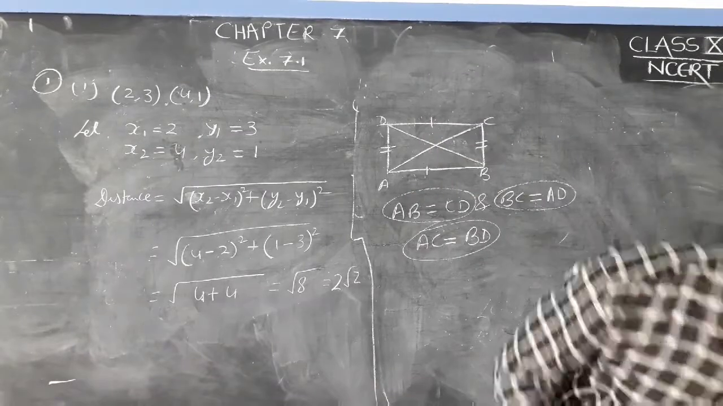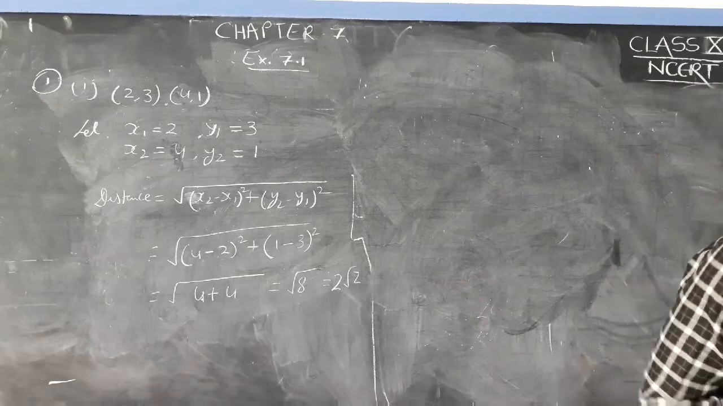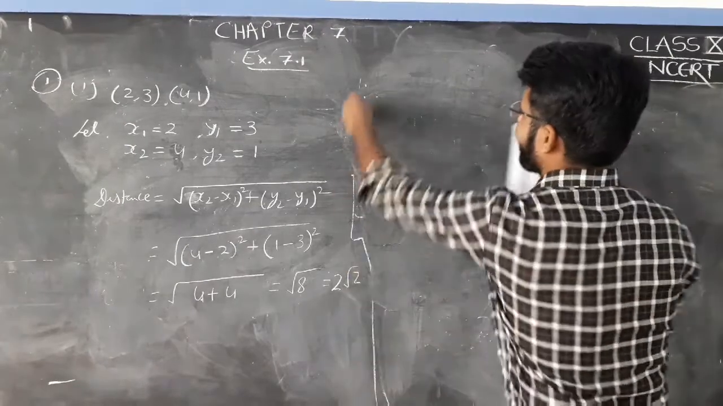Now move to question number 7. So question number 7 is what? See, seventh question is find the point on the x-axis.